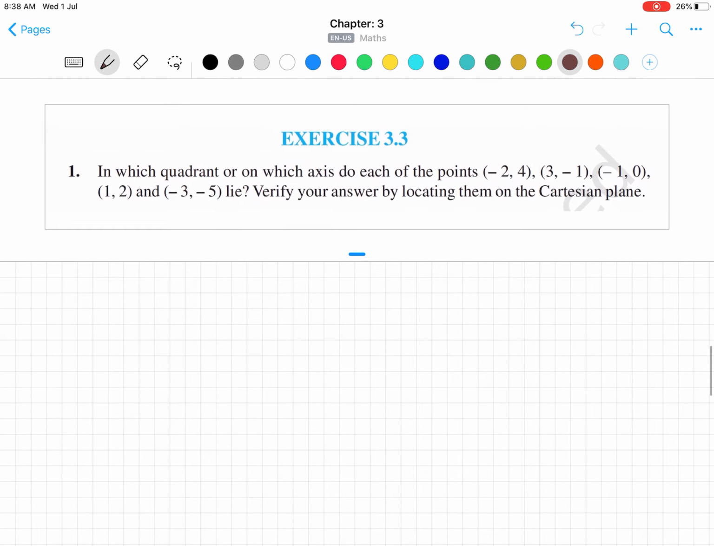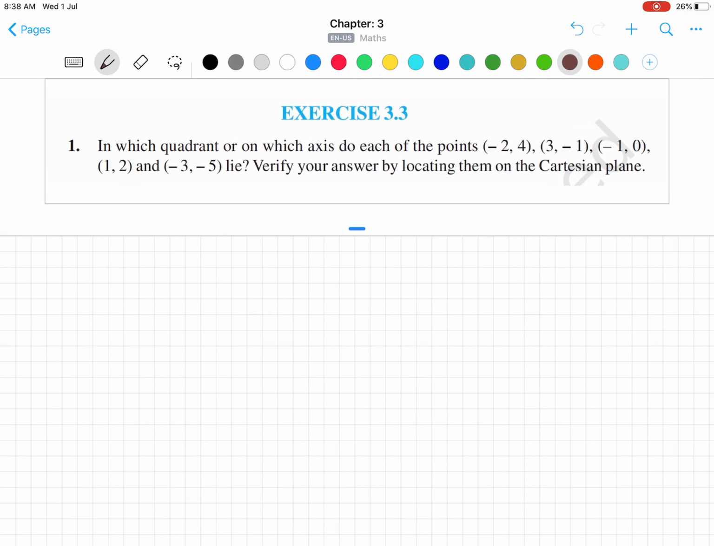Now let's start Exercise 3.3. This exercise has only 2 questions, of the same type. We have to mark these points on the graph paper. So the first question is: in which quadrant or on which axis does each of these given points lie? The points are (-2, 4), (3, -1), (-1, 0), (1, 2), and (-3, -5). First you have to state in which quadrant each point is lying. Then you have to verify your answer by locating them on the Cartesian plane.